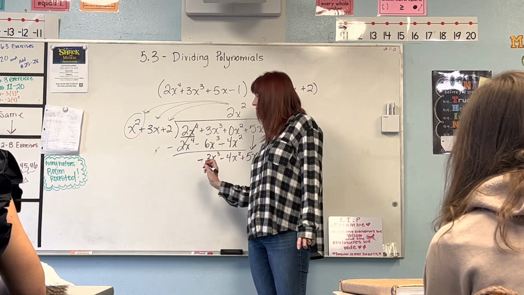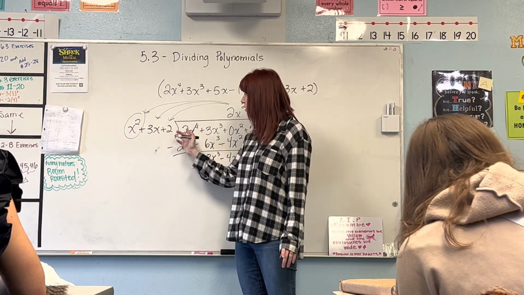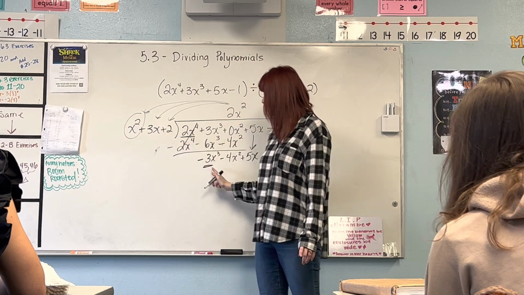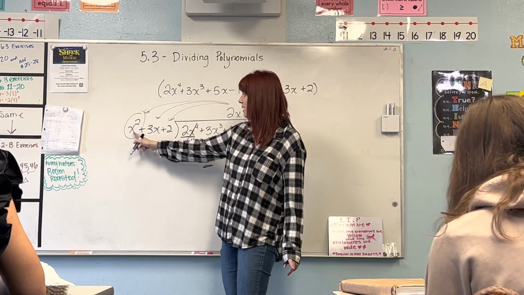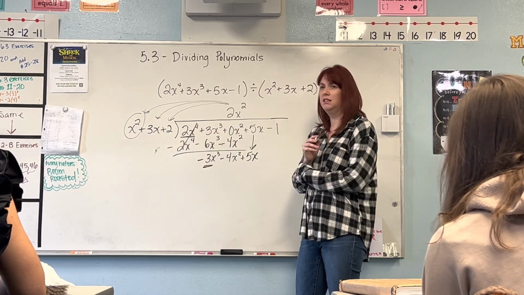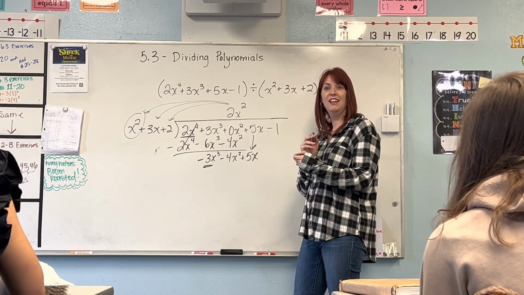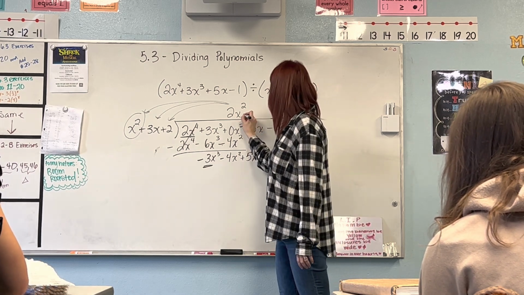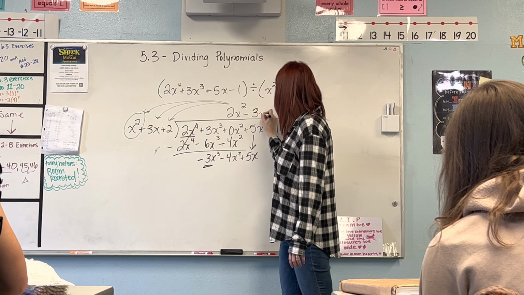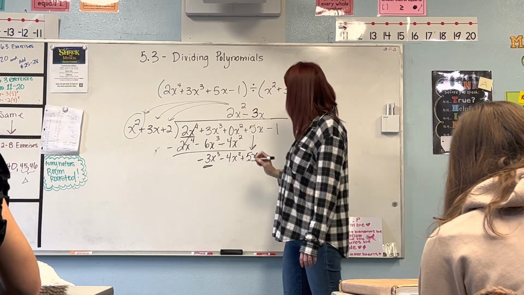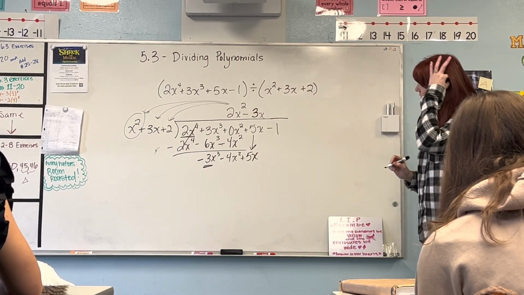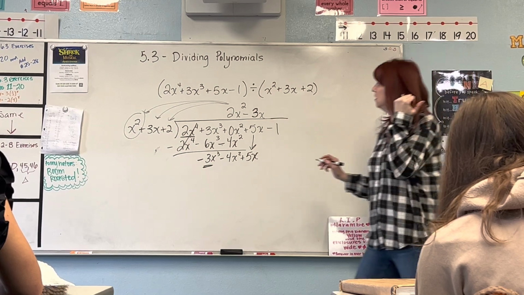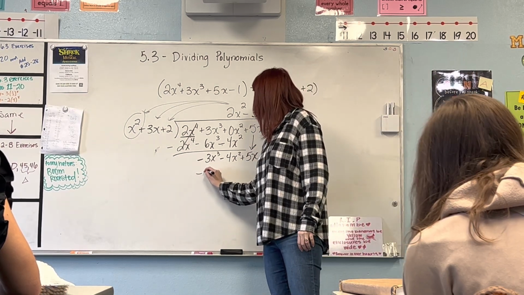Now we do this one. So same thing we did before. How we do it with this term, we do it with this term. So what do we multiply this by to get this? Negative 3x. Perfect. And then you get positive 3x. Negative 9. So then you get negative 3x to the third.